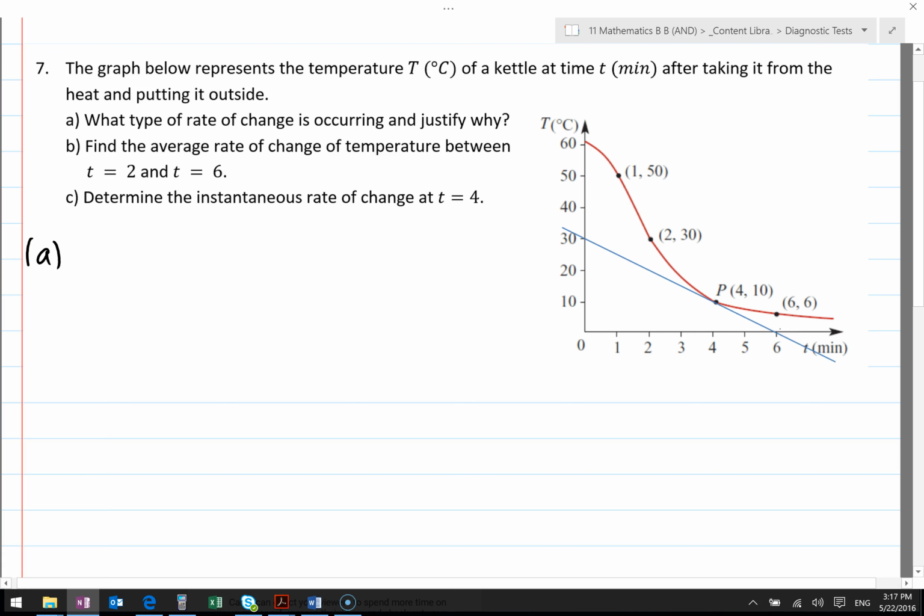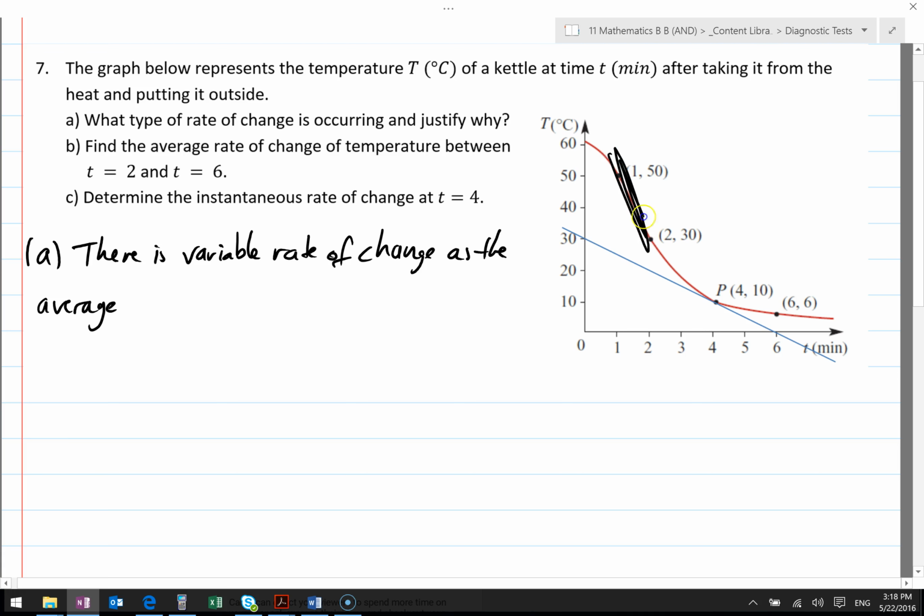So we'd write there is a variable rate of change, as the average rate of change in one section is different to the average rate of change in the other section.